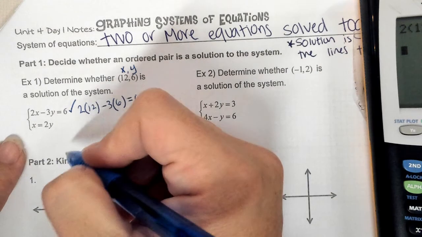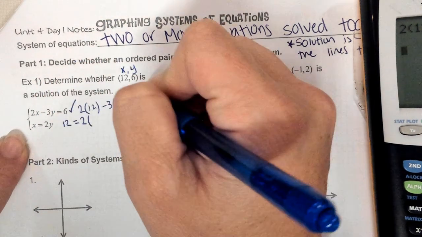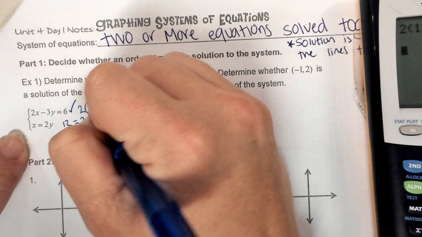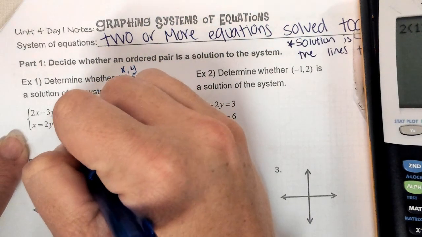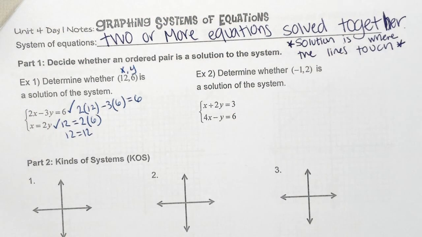So if I were to plug it in here, I have x is 12 equals 2 times what's y? Well, y'all, what's 2 times 6? So does 12 equal 12? So is it a solution to the system? Yes.